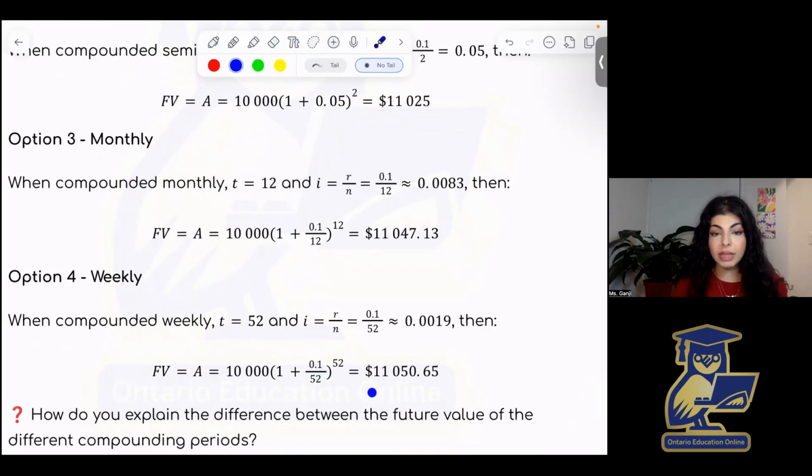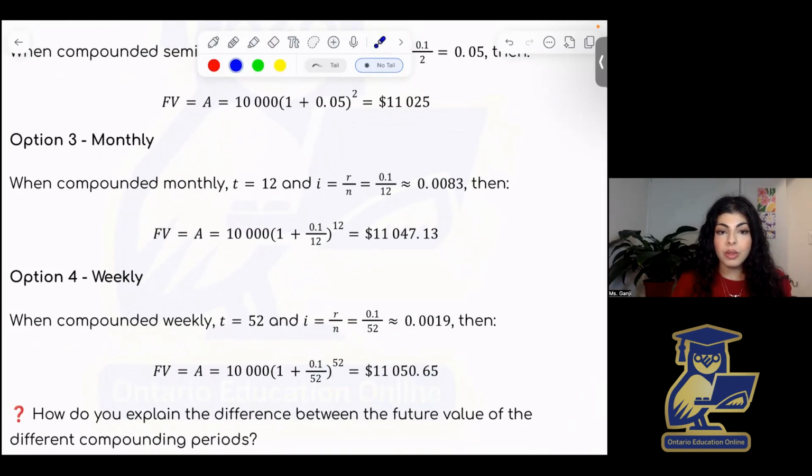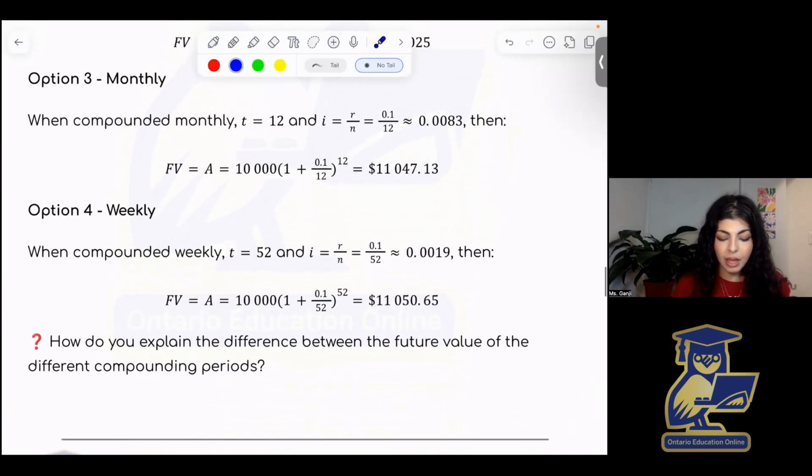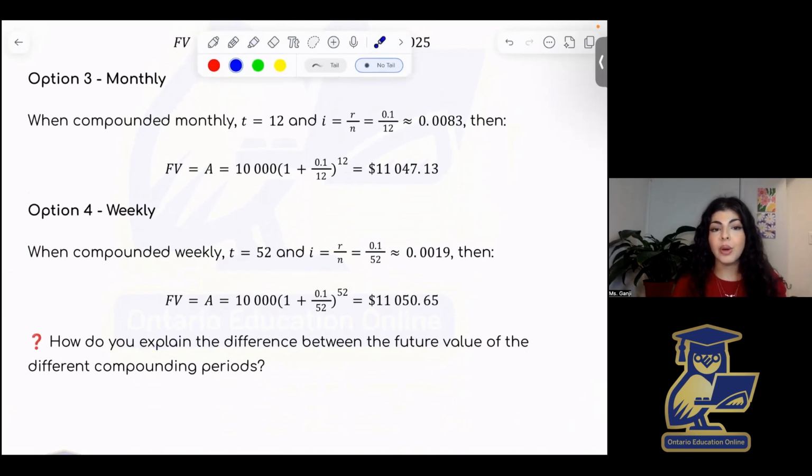And we have $11,050.65. And this is our winner now. It has the most value after the 1 year. And so the pattern continued. And of course, we can now make a generalization, which also would answer this question here. So how do you explain the difference between the future value of the different compounding periods?